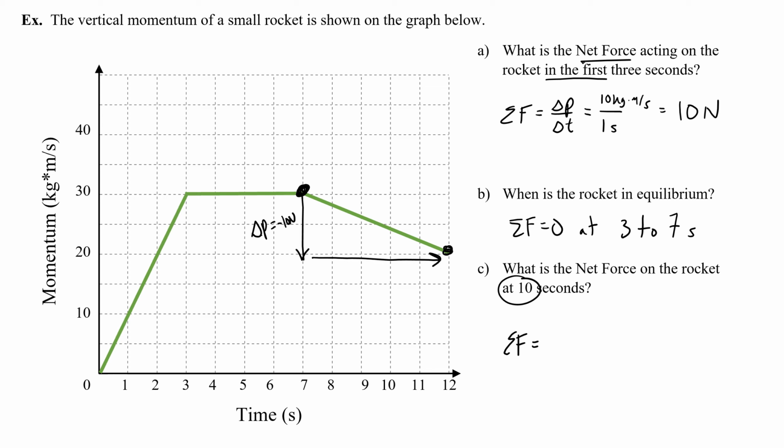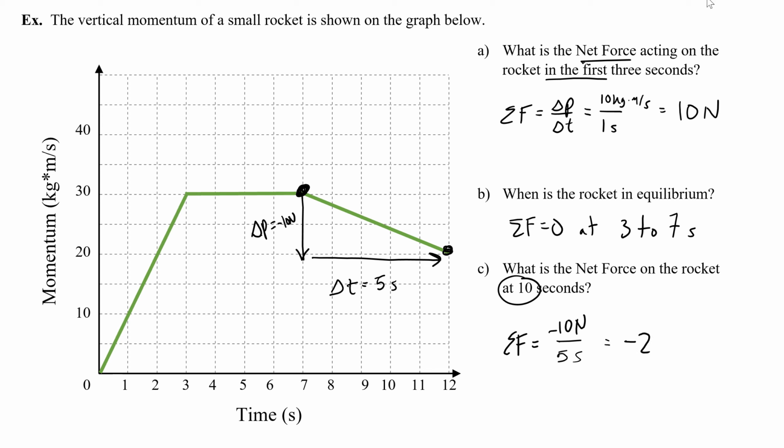And the amount of time, we go from 7 to 12 seconds. So the change in time is, what, 5? Yeah, 12 minus 7, so 5 seconds. So the net force is negative 10 newtons over 5 seconds, or negative 2.